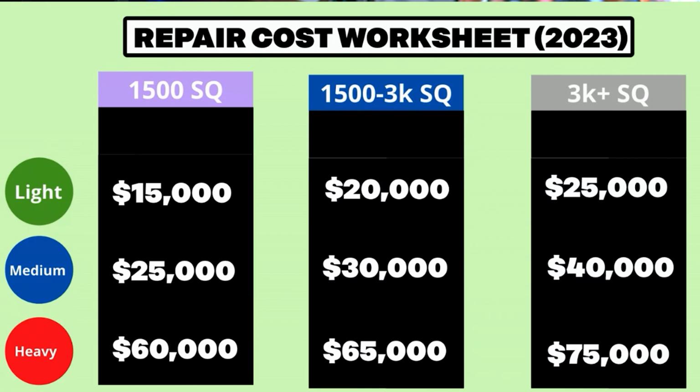I want everyone to understand, it's roughly based on square footage. If you're under 1,500 square feet, you're good on that end. If you're 1,500 to 3,000 square feet, this is your end. 3,000 plus square feet, this is what it is. And it's roughly broken down into 3 distinct categories: light, medium, and heavy.